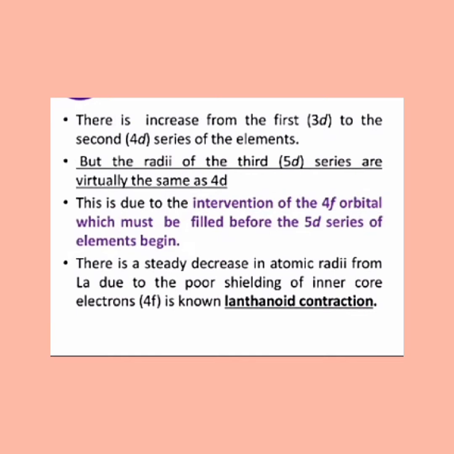This is due to the intervention of 4f orbitals, which must be filled before the 5d series of the elements begin. There is a steady decrease in the atomic radii across the lanthanide series and this is known as lanthanoid contraction. The lanthanoid contraction is due to the very poor shielding effect of 4f electrons.